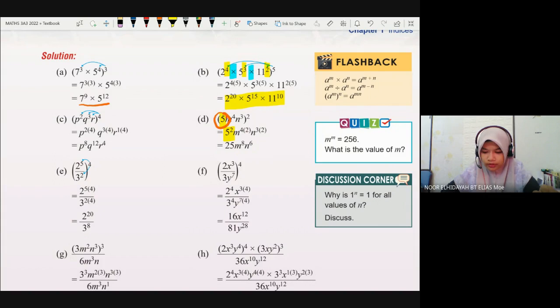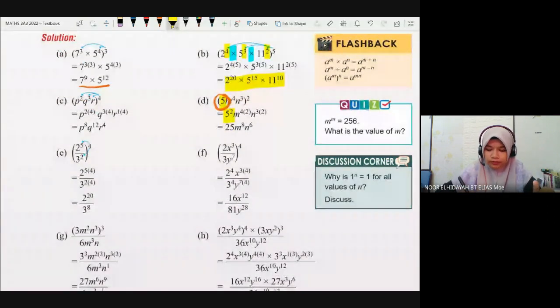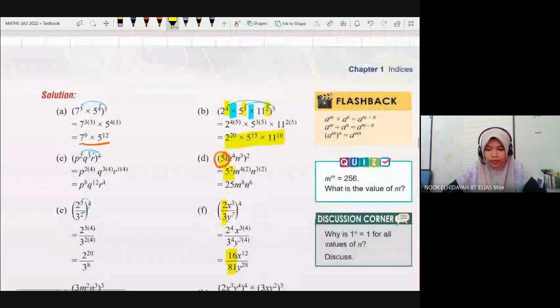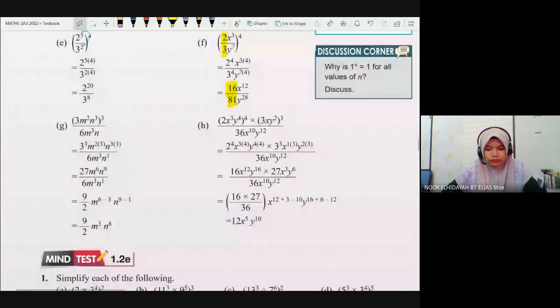Okay, and then here you have example F. This one 2 and 3 also you have to expand with the index 4. Okay, 2 to the power of 4, 3 to the power of 4. Okay, then you find the value. Okay, next example sama sahaja.